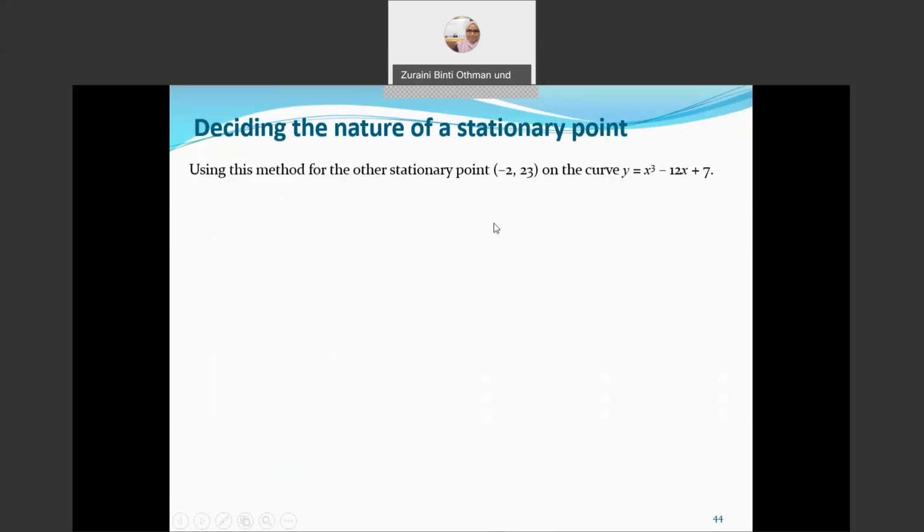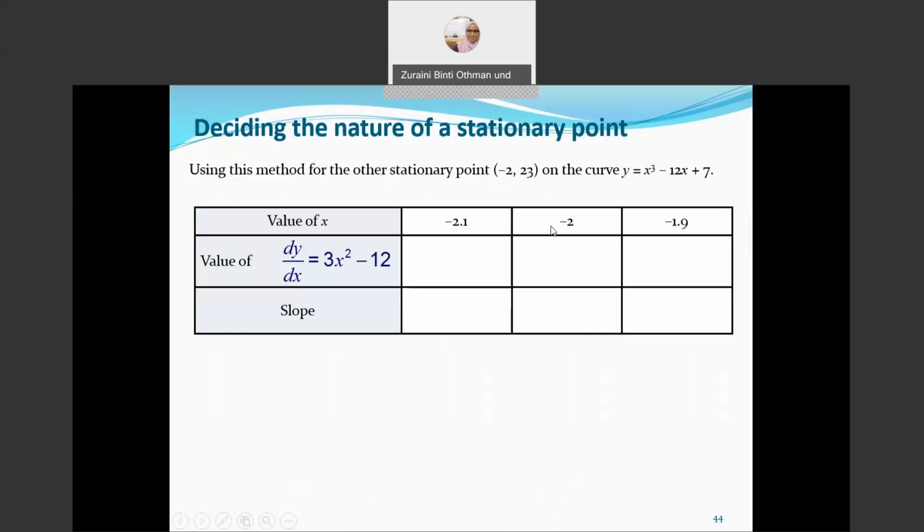Then the second point, which is negative 2, 23. Here we have to choose one point before and one point after negative 2. For example, take negative 2.1, put it inside dy over dx, then we get 1.23. Then here is 0 because it is stationary point. Then negative 1.9, put it inside this equation, we get negative value.